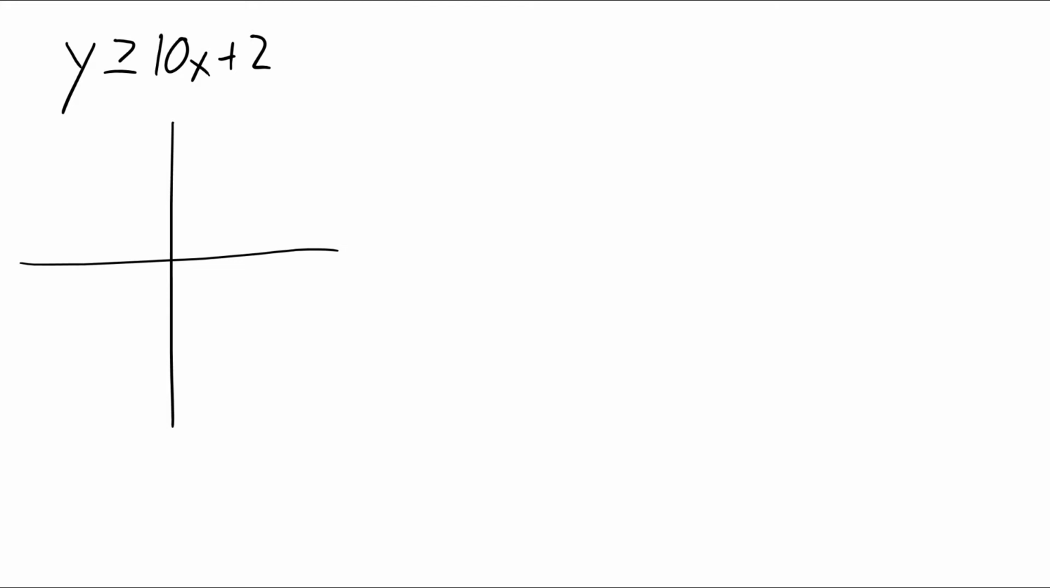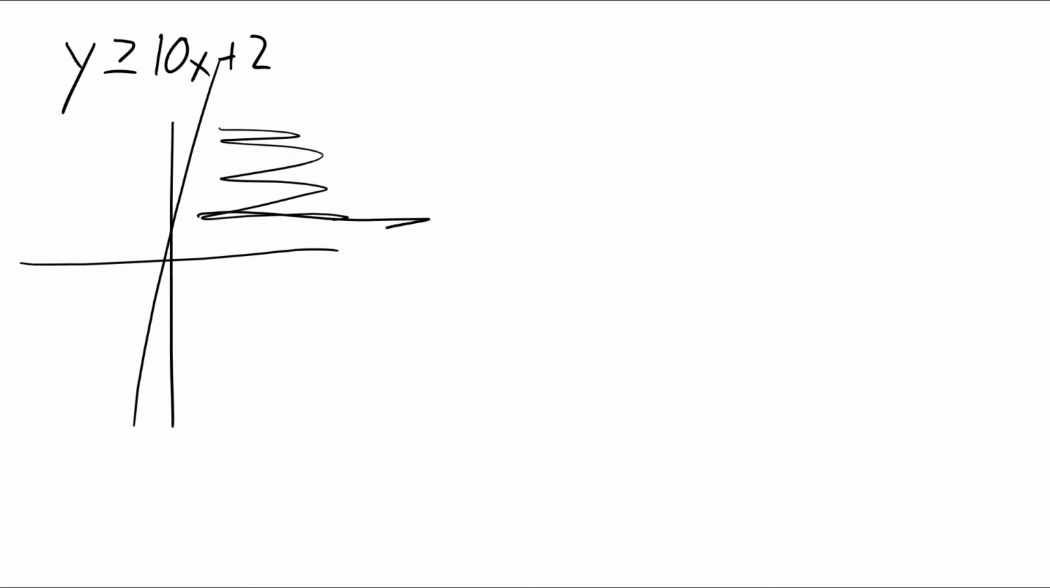So 10x, so that has a slope of 10 and a y-intercept of 2. So a slope of 10 is a pretty steep slope. And that's the reason why this one can be a little bit confusing. Because with a steep slope like that, where the line looks almost vertical, the common mistake is to think that this should be shaded to the right, because it looks like values that are greater than would be in that direction. But that's actually not correct.